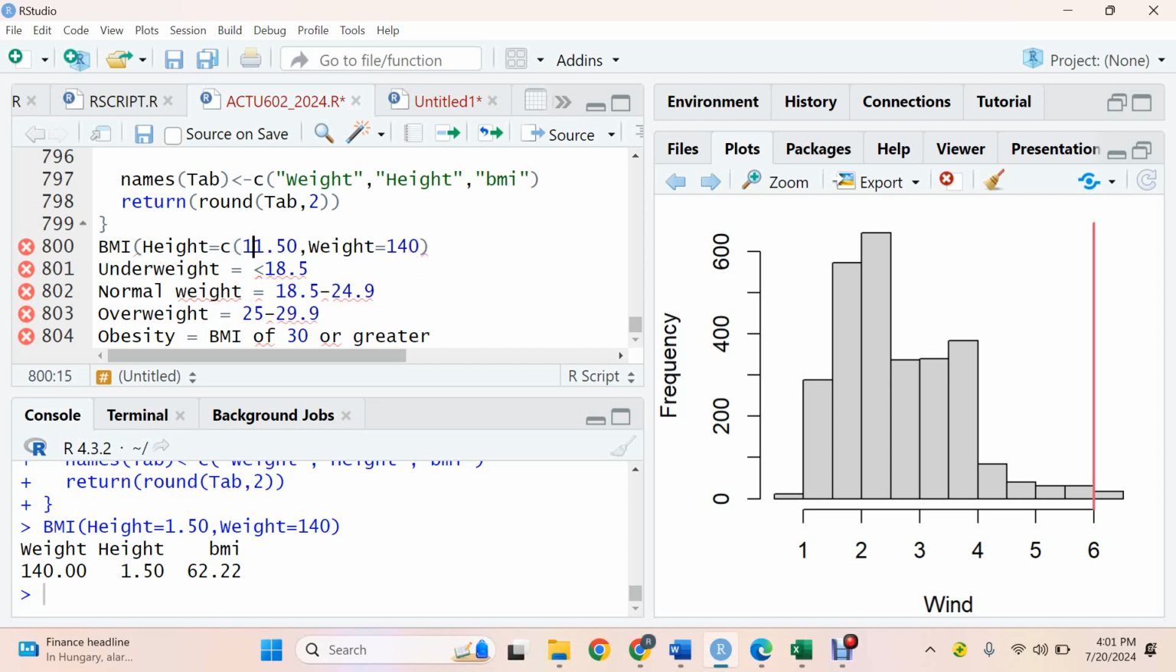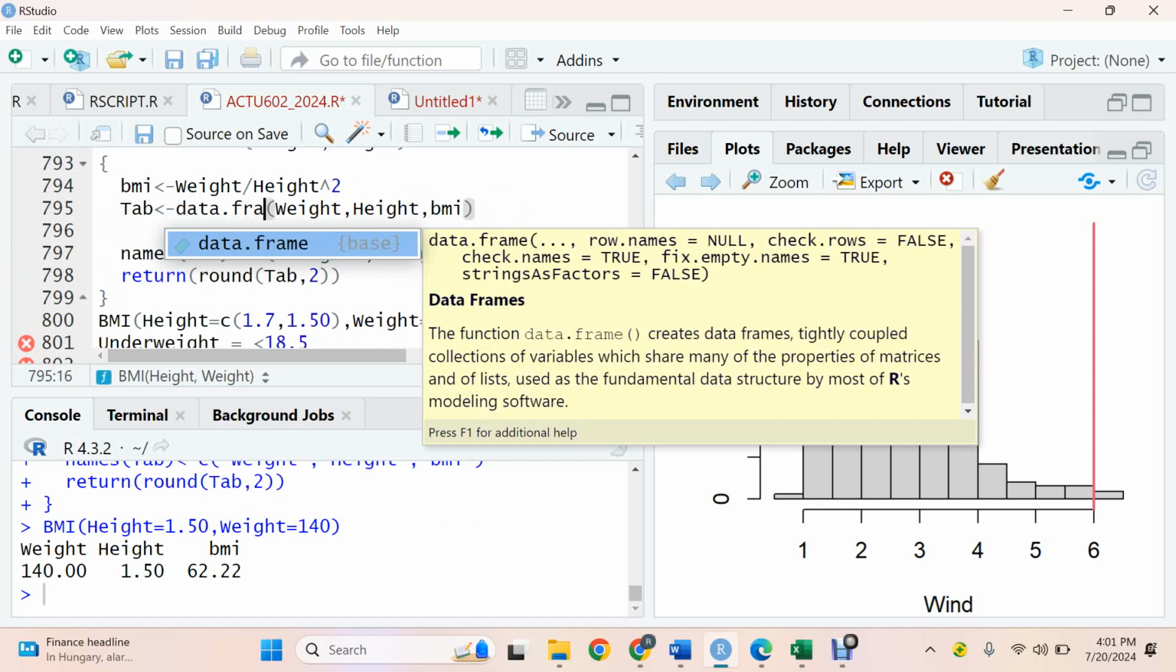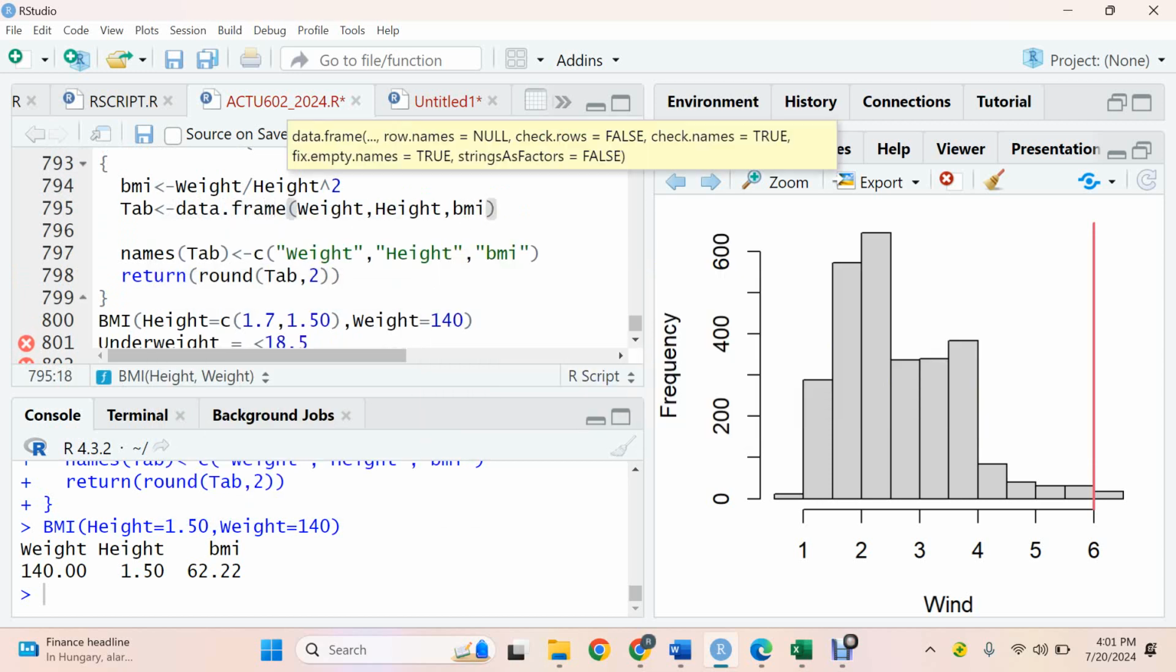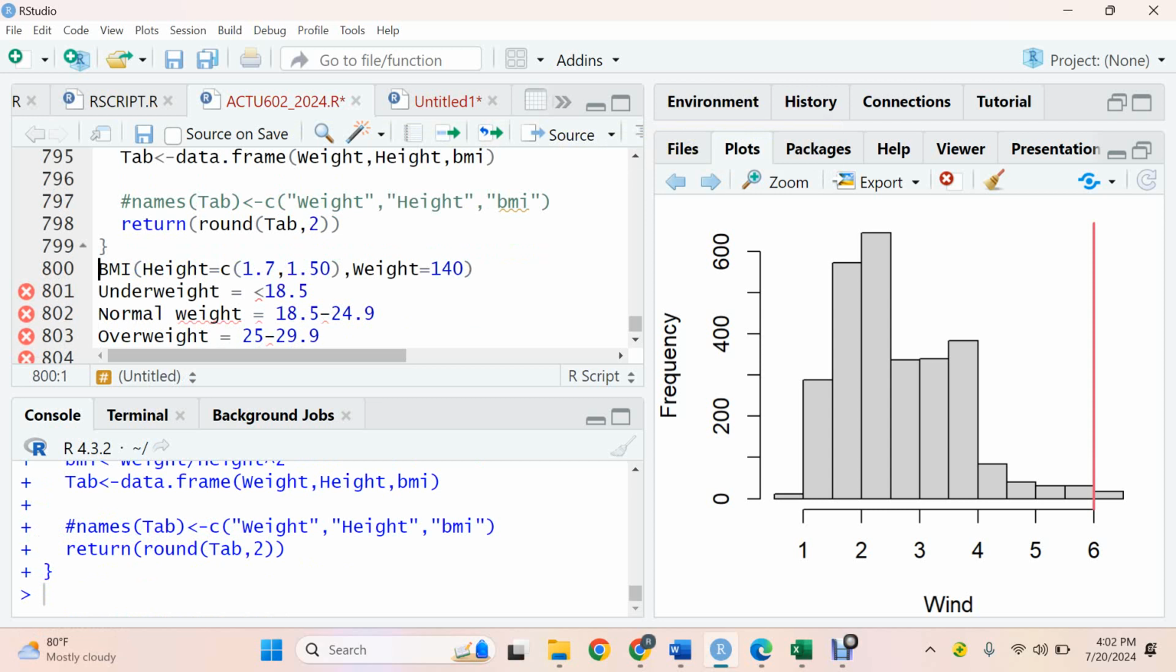Okay, so I can do it for 2 people. So one is 1.70, the other 1.5. Then I do that, and then weight. Oh, that one not. It needs to be a data frame. So it means here I'll have to do data.frame. That's what you should do, and then I need to take this one off and rerun it.